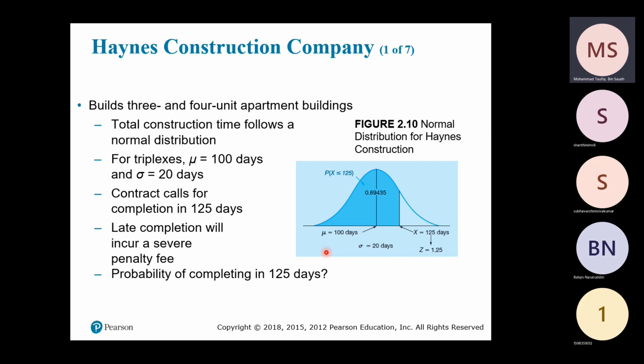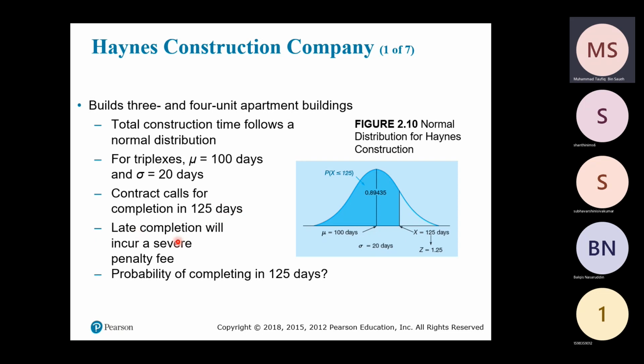So this is another example of how you calculate probability using normal distribution. Haynes Construction Company builds 3 and 4 unit apartment buildings. Total construction time follows a normal distribution. For a 3 unit apartment, the mean is 100 days, and the standard deviation is 20 days. The contract calls for completion in 125 days.